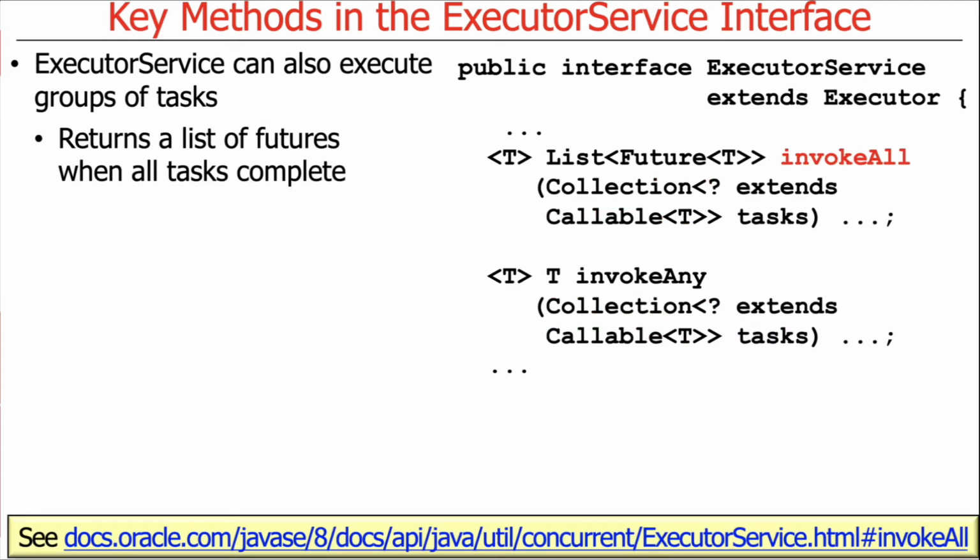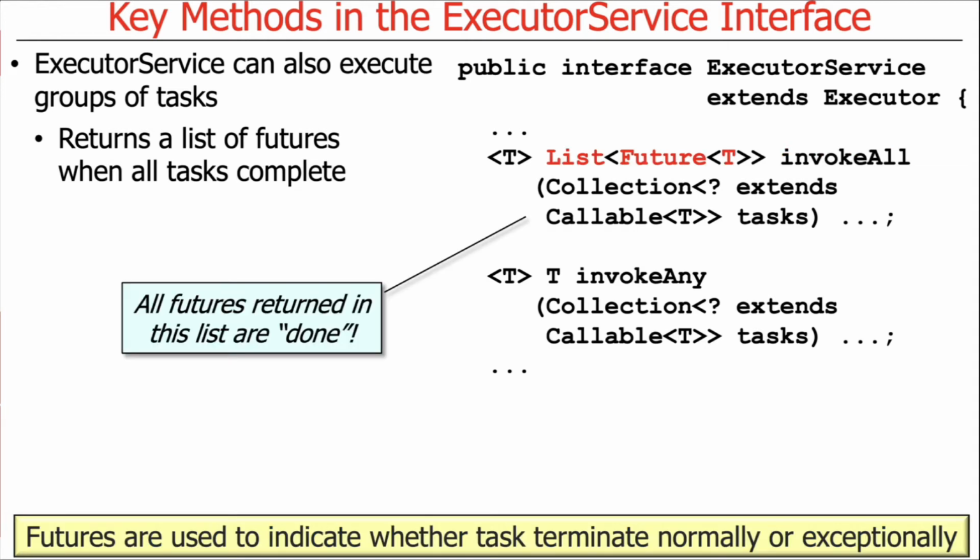The invokeAll method will return a list of futures when all the tasks complete. This is a really bizarre semantic, by the way. So you call invokeAll, and invokeAll actually blocks until all the tasks are run, and when it's done, it returns a list of futures. And so all the futures that are returned in this list are done. They do this so you can figure out whether or not the tasks completed normally or exceptionally.